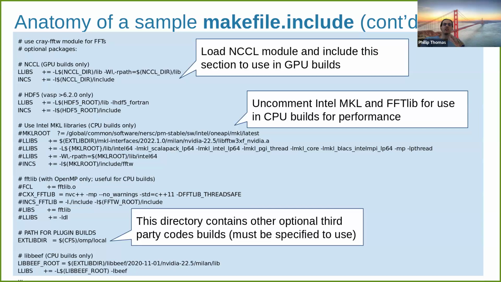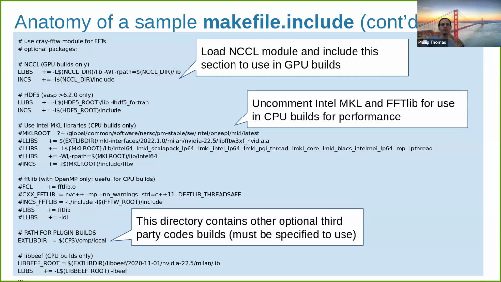The last thing to mention is that later on in the makefile.include are a few things that you'll need to add if you are including certain plugins: you'll want to include links to their libraries so that when you build VASP, the linker can find them. When building for GPUs, I recommend always using NCCL, so you'll want to load the NCCL module and declare its path. If you're building for CPUs and you want to use the Intel MKL or the FFTLIB utilities, these can be uncommented out of the NERSC makefile.includes to build with these as well.